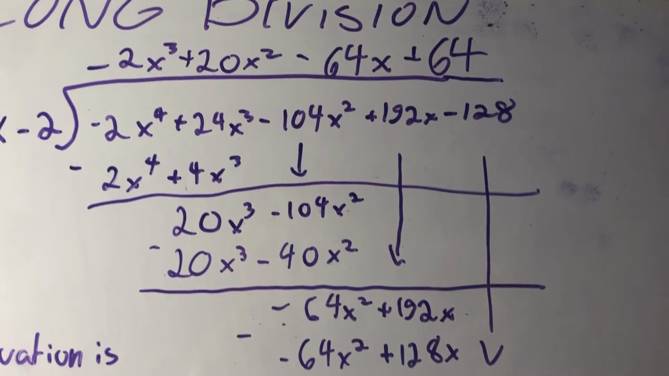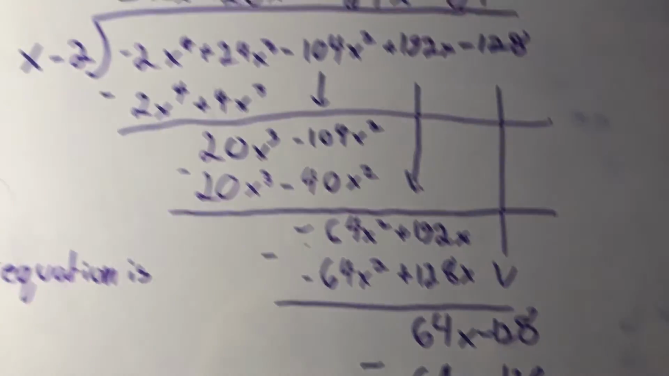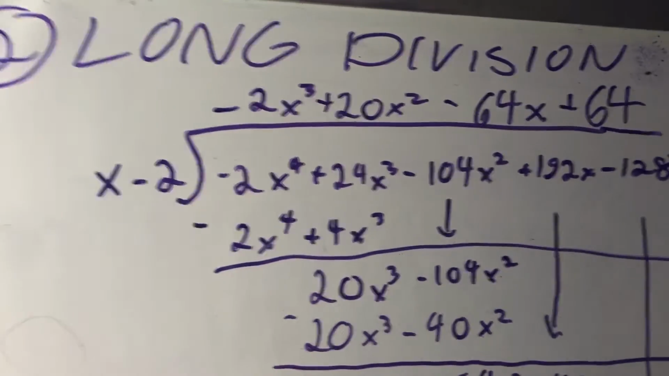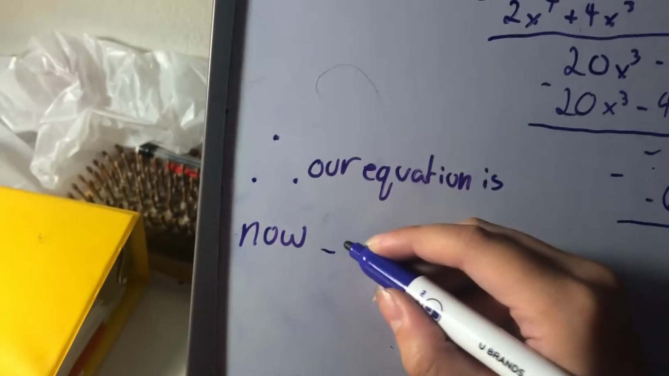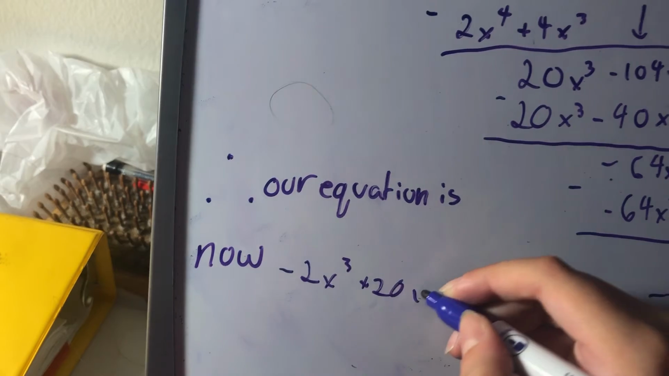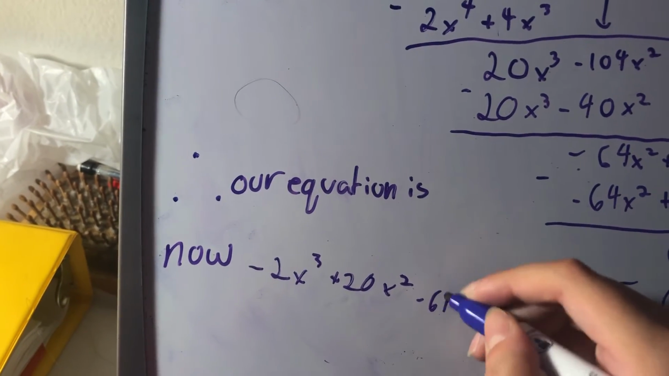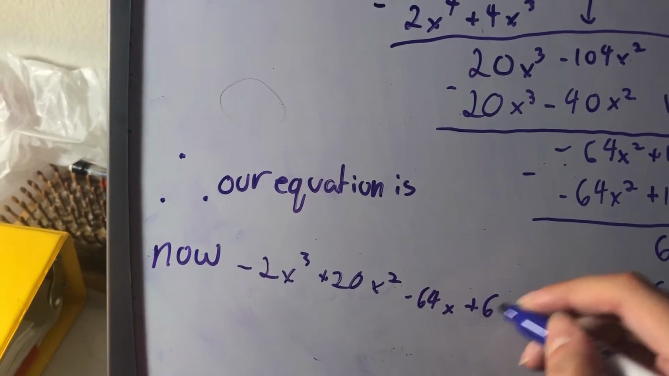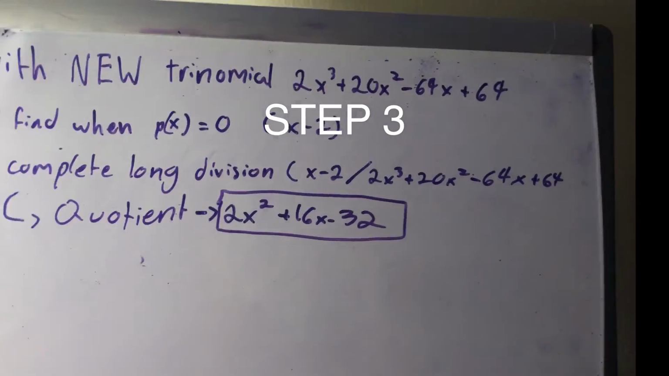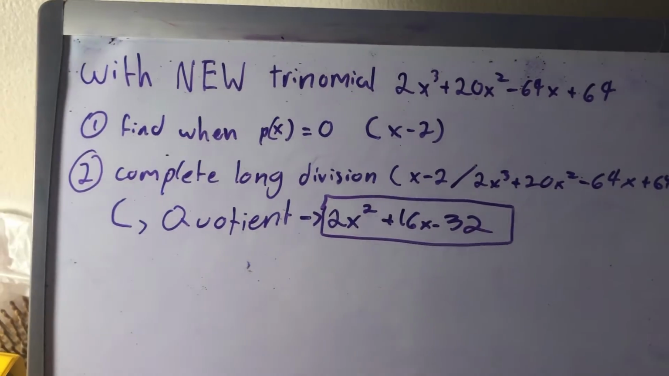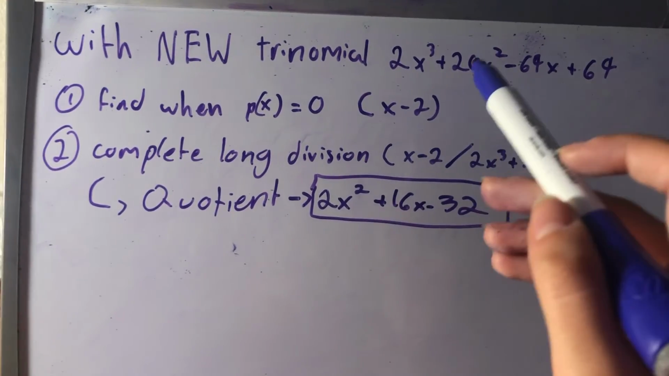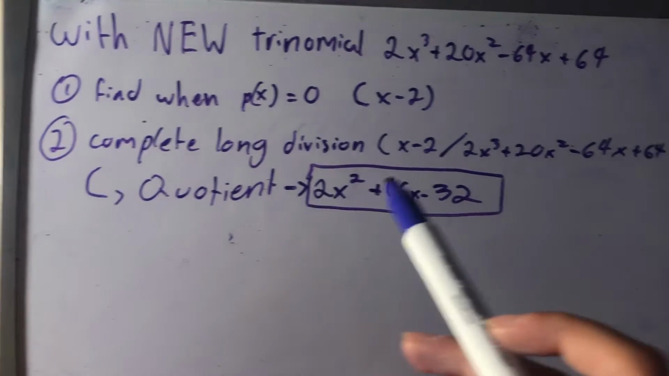After following this process over and over again, you then have your quotient, meaning the equation we now have to work with is negative 2x cubed plus 20x squared minus 64x plus 64. We're then going to factor this equation. With our quotient, we then repeat steps 1 and 2, where we find when p(x) is equal to 0, which is at x minus 2 for this polynomial, and we complete long division once again.